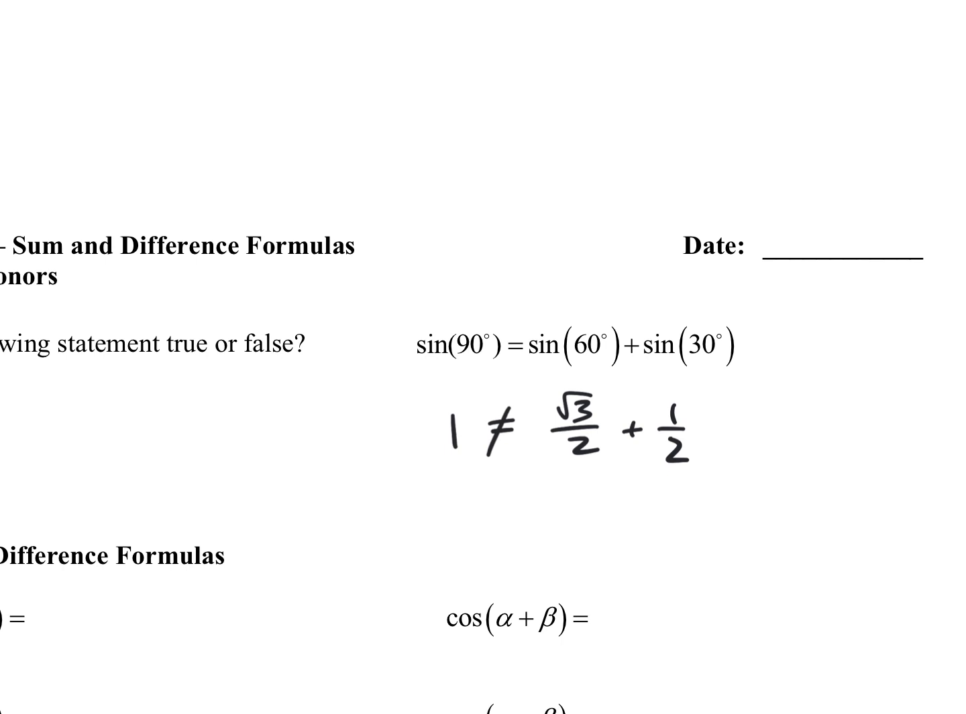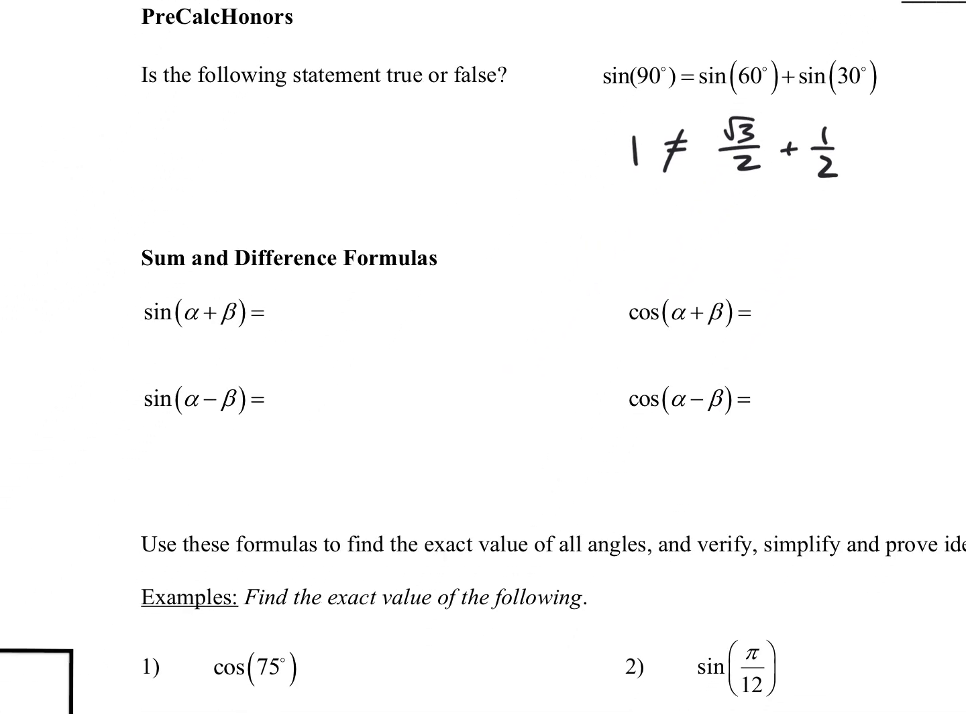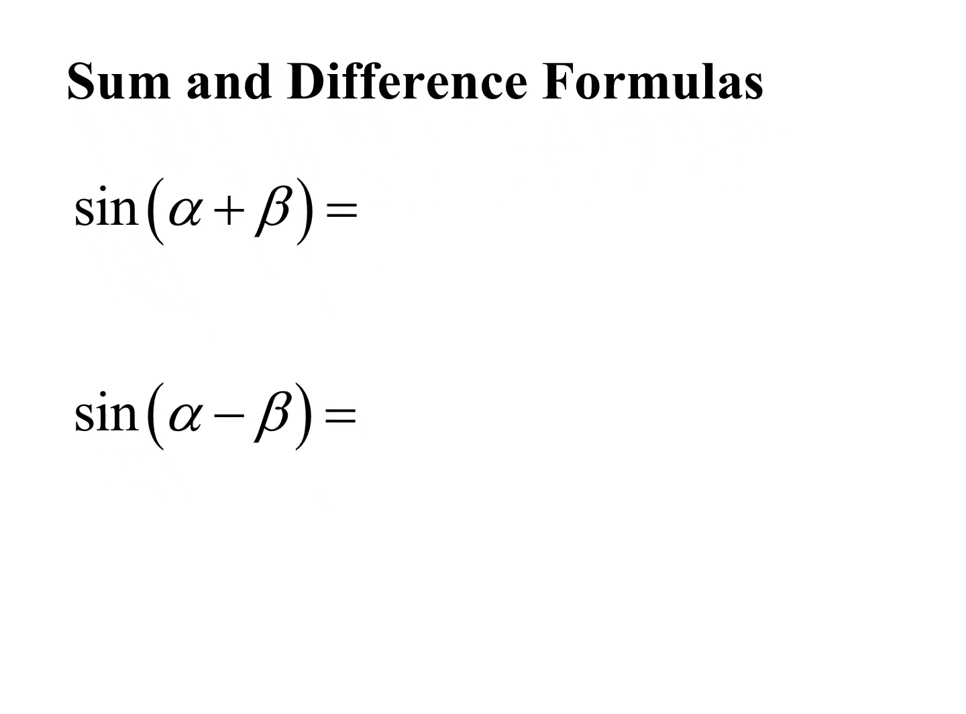In other words, our trig functions, sine, cosine, tangent, they don't distribute, right? We can't distribute the sine function to a pair of angles inside the parentheses. We need another method. So we have sum and difference formulas. I'm going to start by giving us the sine sum and difference formula. That is going to be sine of our first angle times the cosine of our second angle plus the sine of our second angle times the cosine of the first.